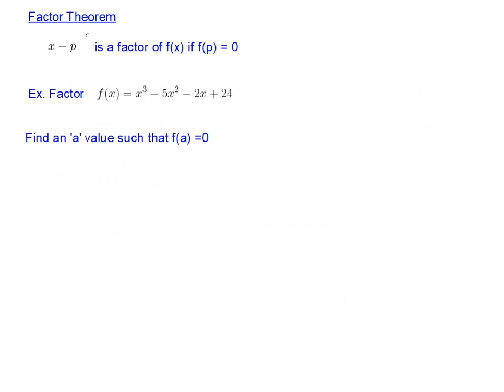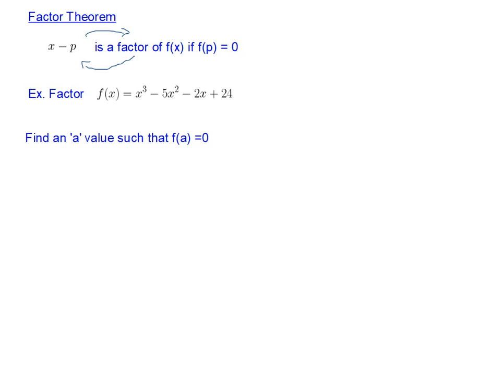So in the previous example, we kind of went this way. Now we're going to go this way. We're going to try to work backwards and find a factor. So let's go through and do this cubic. You already know how to factor quadratics. We're going to look now at factoring a cubic. And we can find a factor by finding an a value such that f at a equals 0.